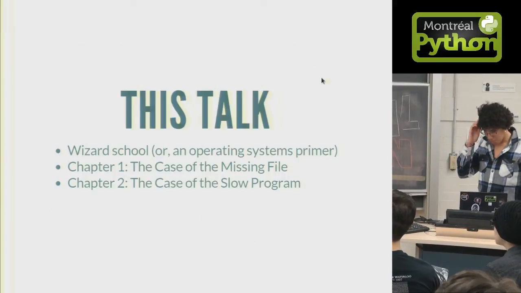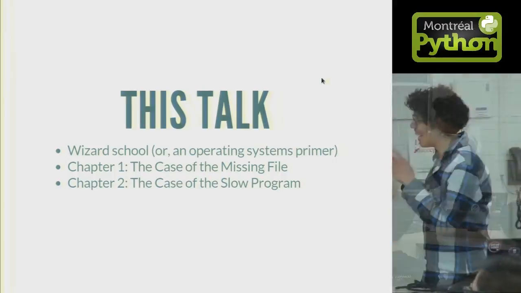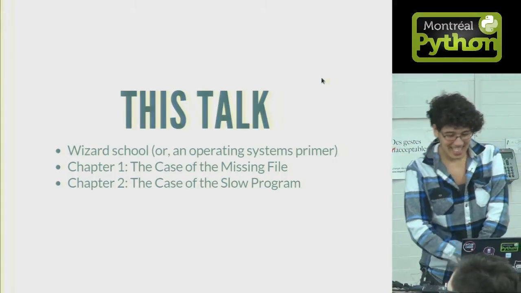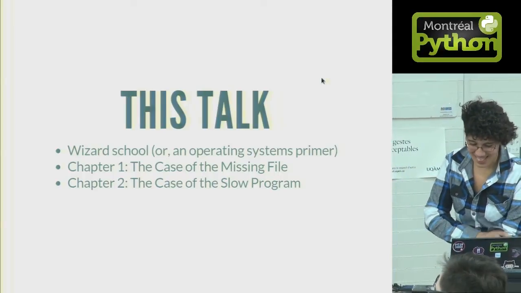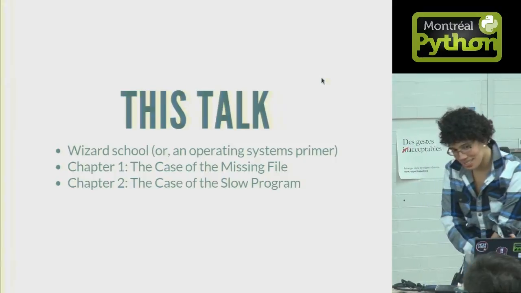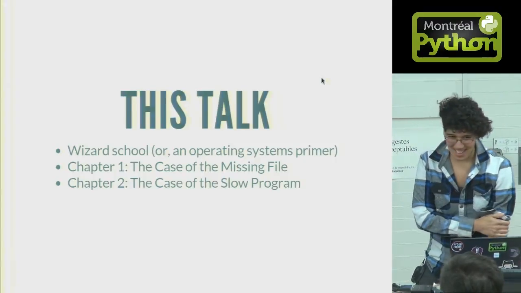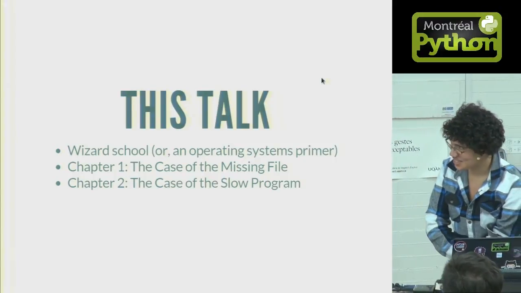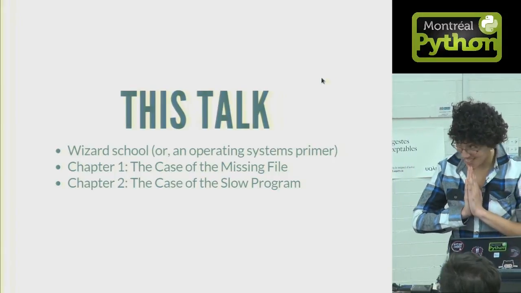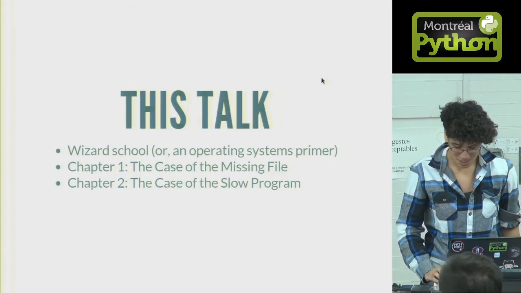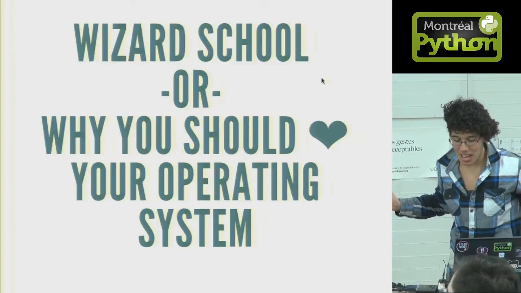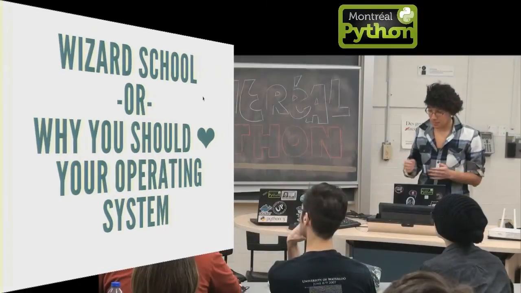So we're going to start out with Wizard School, where we talk a little bit about operating systems. Then we're going to figure out how to find configuration files. And we're going to investigate the case of the slow program, in which we're going to have 3 mystery programs. We're going to figure out why they're slow, without reading them, just by running them. So let's talk about operating systems for 5 seconds.